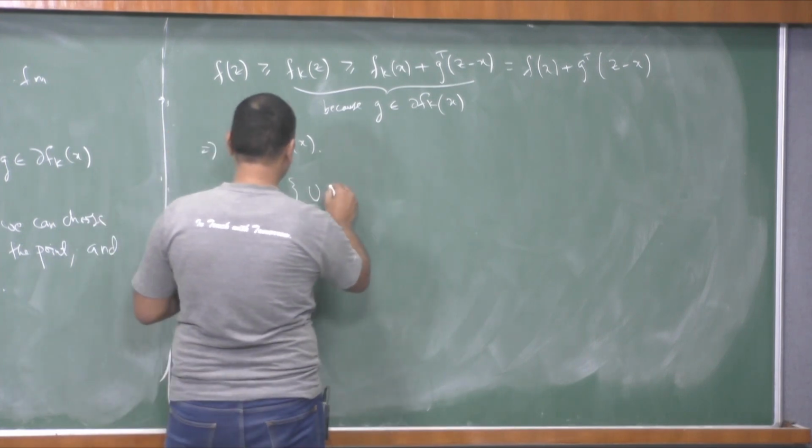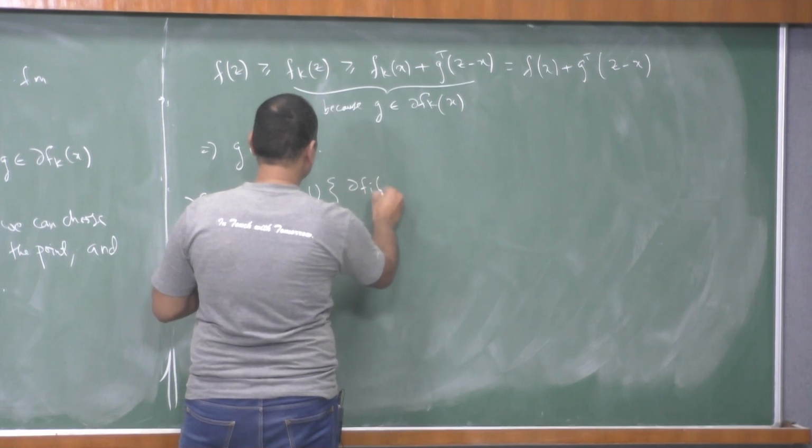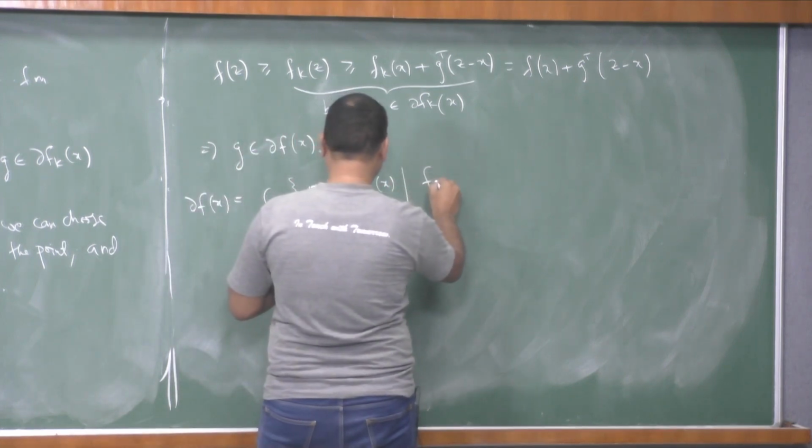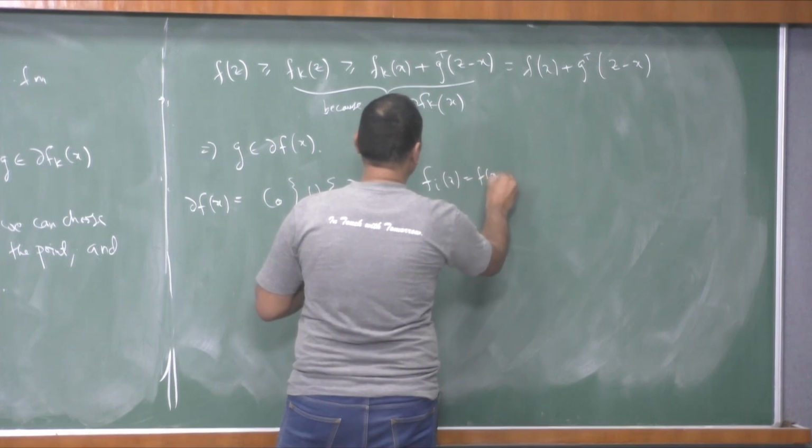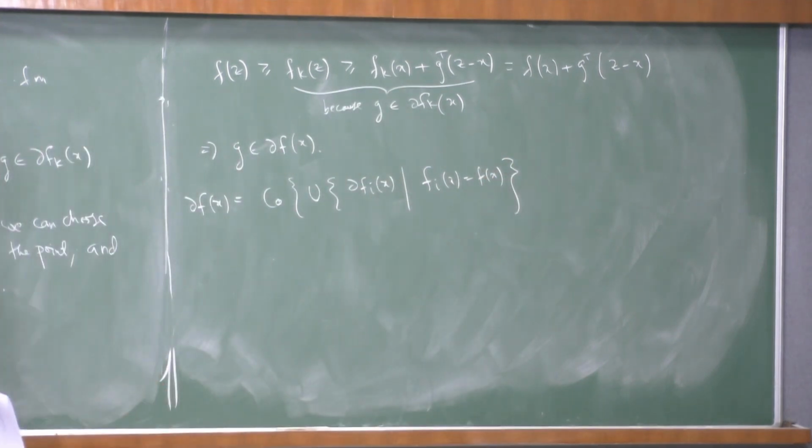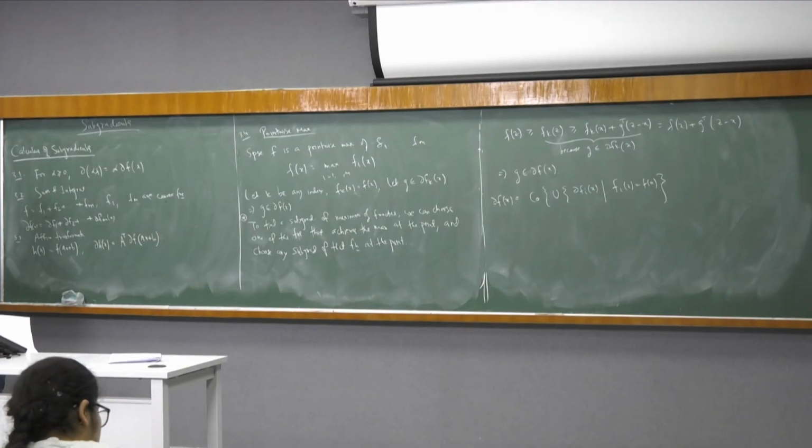union of subdifferential of f_i such that f_i(x) is f(x). Okay, so you are supposed to take a union of the subdifferential of f_i wherever f_i(x) is f(x). Okay, in only those cases, because f is the supremum of these f_i, right? And then take a convex hull.